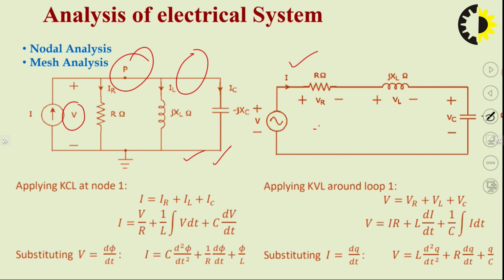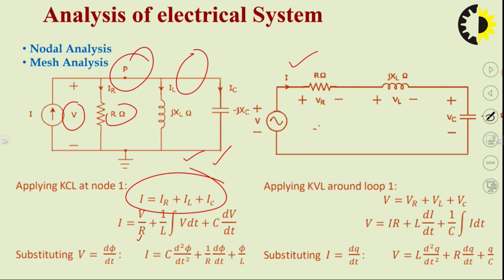So, now we can apply KCL, Kirchhoff's current law: incoming current is equal to outgoing current. So, at this node we can say that I = IR + IL + IC, where IR is the current flowing through the resistance, IL is the current flowing through the inductor, and IC is the current flowing through the capacitor. If the voltage across this branch is V, what will be the current flowing through this resistance? By Ohm's law, V = IR, so I = V by R.